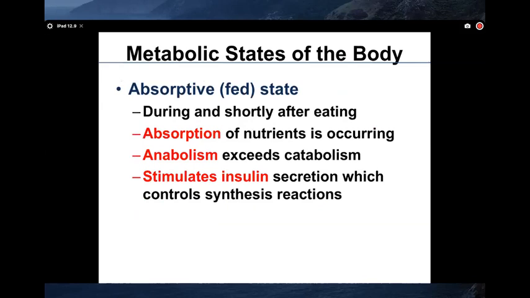The absorptive or fed state, this is the short period after I'm done eating. And this is a time when you're going to be performing the absorption of the nutrients. So you're going to have high glucose, high fat in your blood, high amino acids. So if I have lots of glucose, lots of fat, lots of amino acids, it's time now to have reserves. So this is gonna be inducing the anabolism.